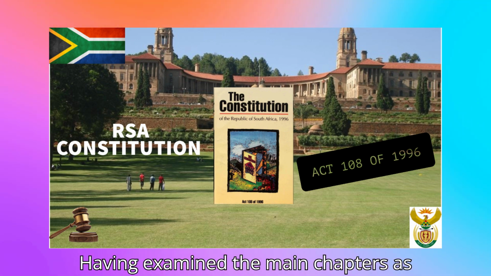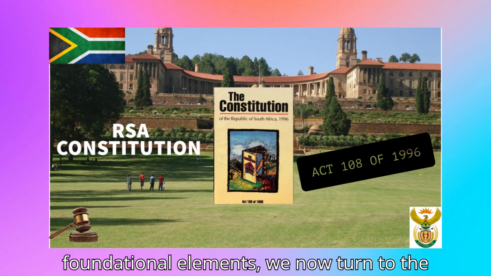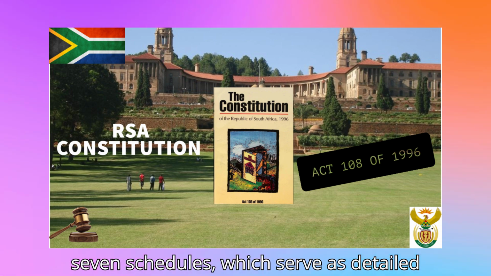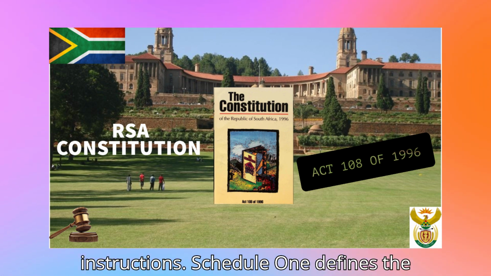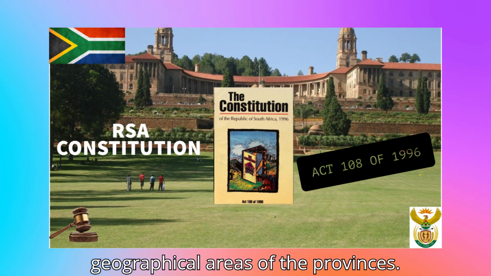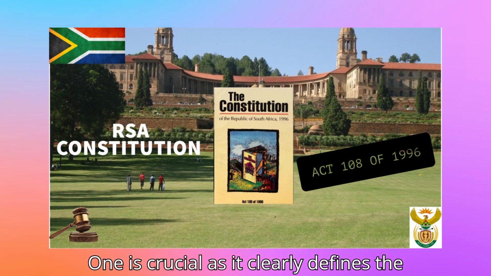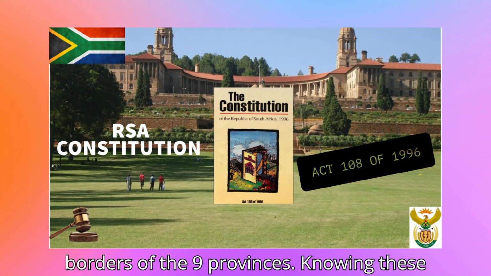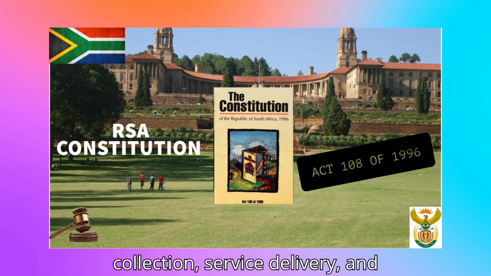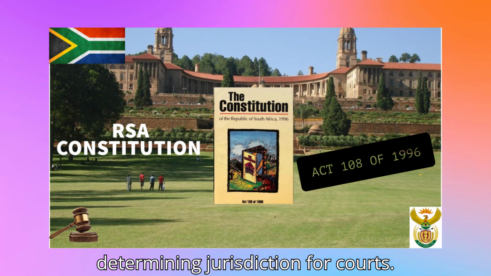Having examined the main chapters as foundational elements, we now turn to the 7 schedules, which serve as detailed instructions. Schedule 1 defines the geographical areas of the provinces. Though it may seem unexciting, Schedule 1 is crucial as it clearly defines the borders of the 9 provinces. Knowing these boundaries is essential for tax collection, service delivery, and determining jurisdiction for courts.